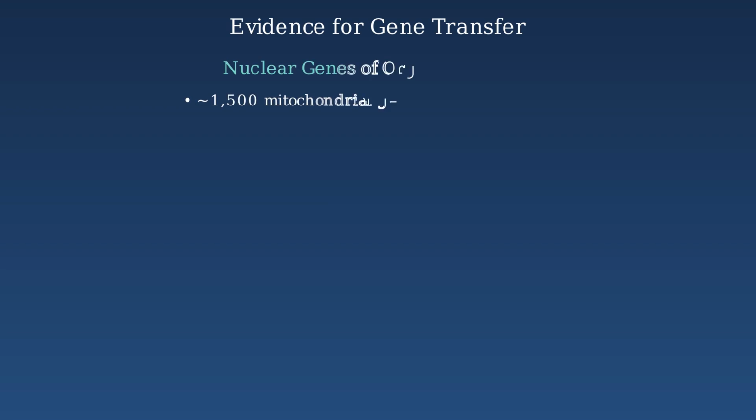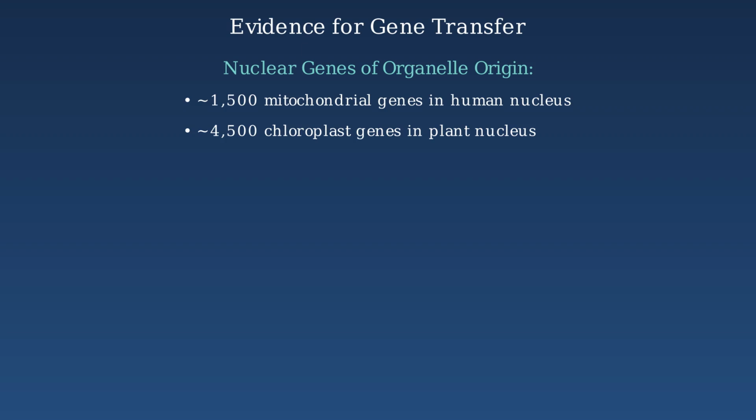The extent of gene transfer is remarkable. In humans, approximately 1,500 genes of mitochondrial origin now reside in the nucleus. In plants, around 4,500 genes of chloroplast origin have been transferred to the nuclear genome. Meanwhile, human mitochondria retain only 37 genes, a tiny fraction of their bacterial ancestors' genome.